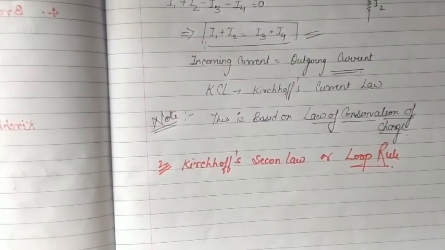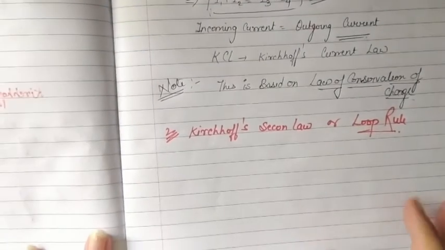Now, the statement for this second law is: around any closed loop of a network, we have an electric network, and around any closed loop of a network, the algebraic sum of changes in potential must be 0. Here we have to know, we are not saying potential, we are saying changes in potential must be 0. Let me write it.